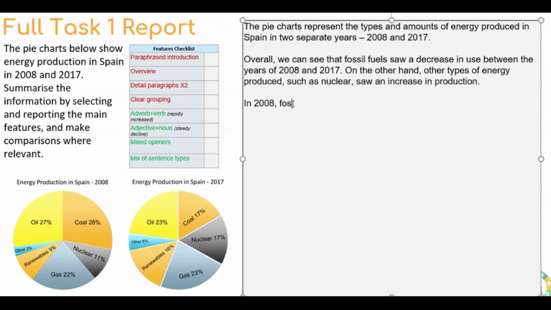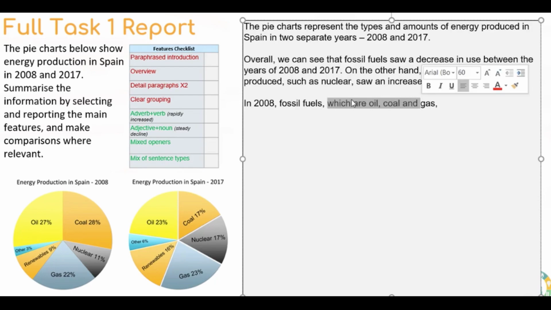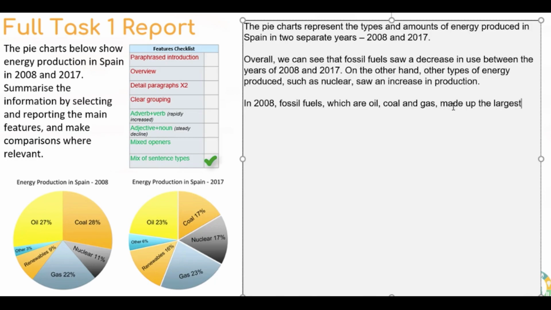In 2008, fossil fuels, which are oil, coal and gas, and you can see here by adding these separate pieces of information that I'm actually using a mix of sentence types, which are oil, coal and gas, made up the largest portion of energy produced in 2008.